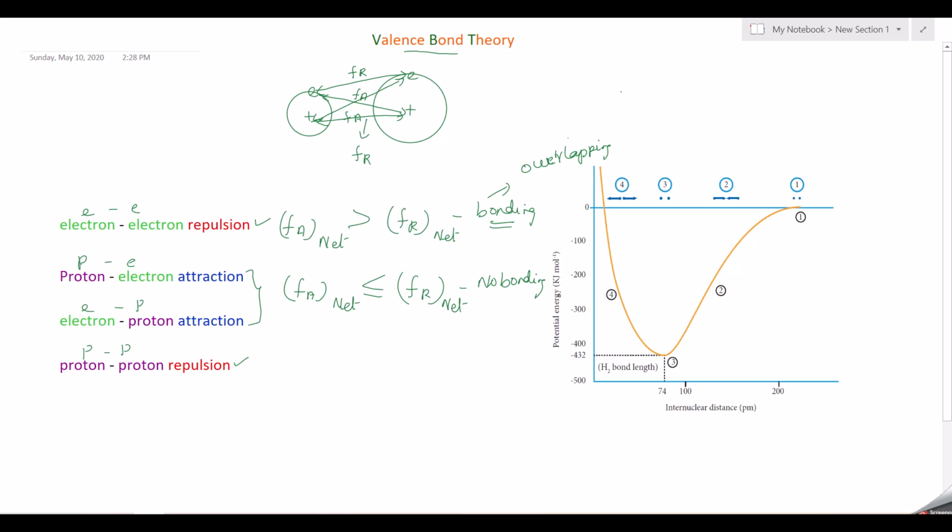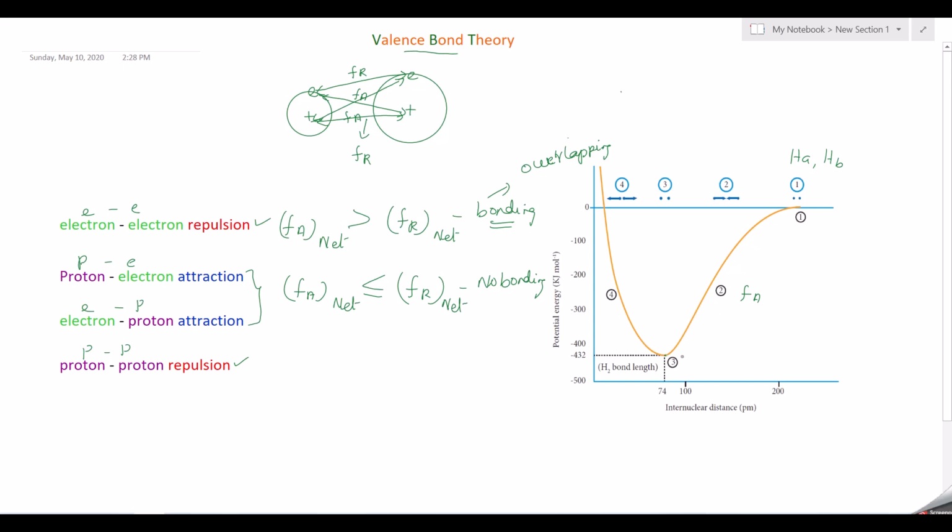You can explain this with the help of a potential energy diagram. You have internuclear distance on the x-axis and potential energy on the y-axis. Now this is the position where you have two atoms, Ha and Hb, for example. These two atoms approach each other. So when they approach each other, the potential energy decreases. At this stage, the force of attraction will be somewhat higher. Therefore, still the potential energy decreases.